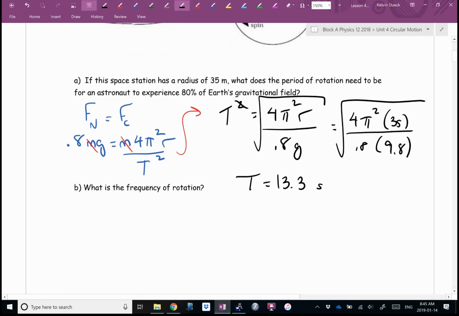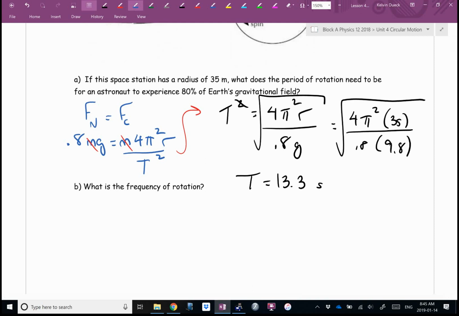What's the frequency of rotation? What did I find in part A? Period. What's the frequency? How do I find frequency if I know period? Frequency is 1 over the period, or the reciprocal.